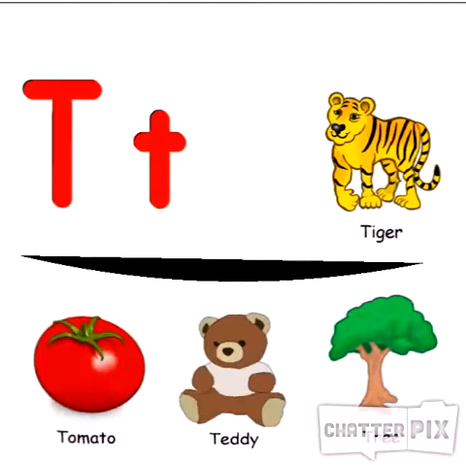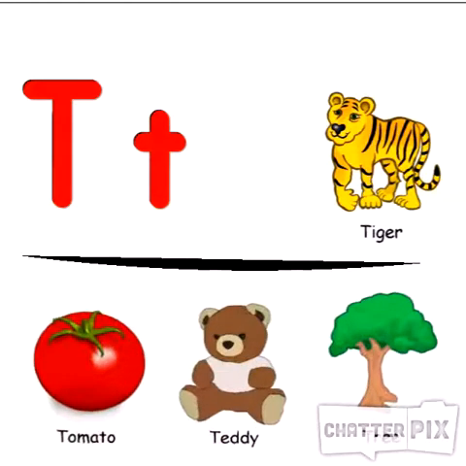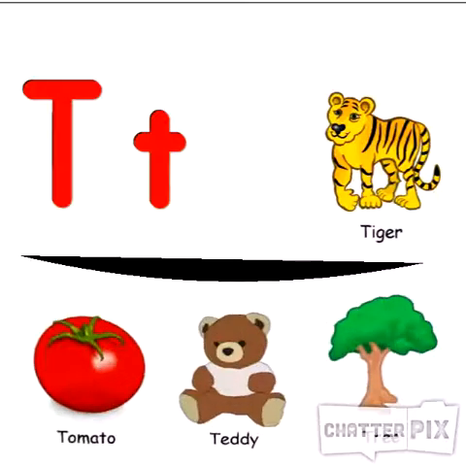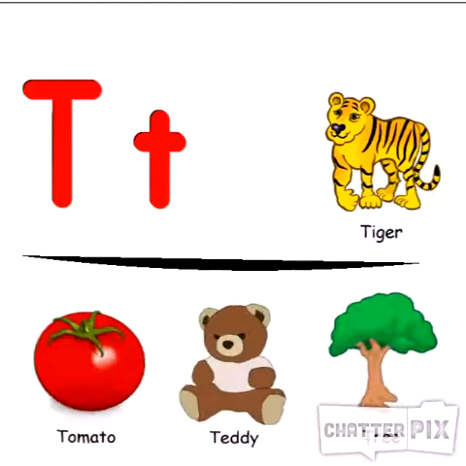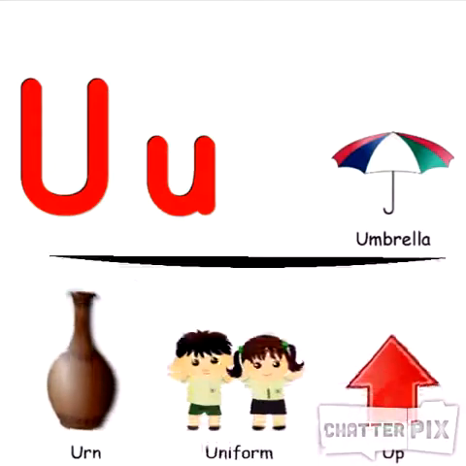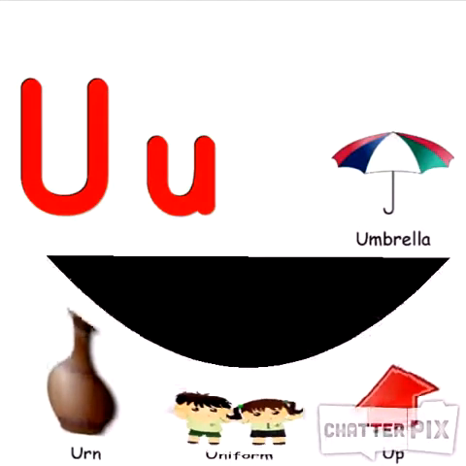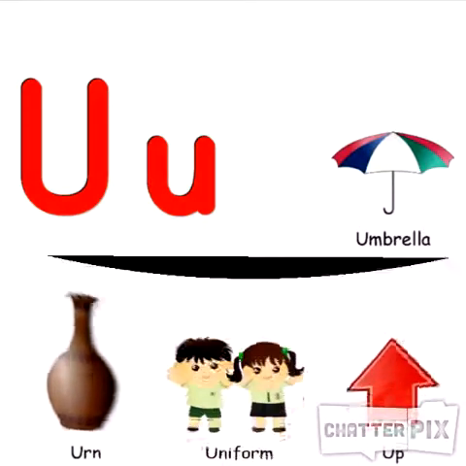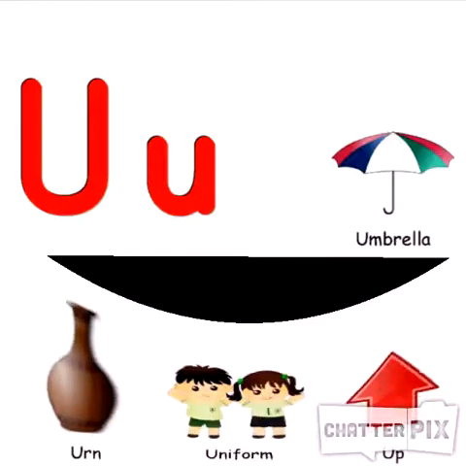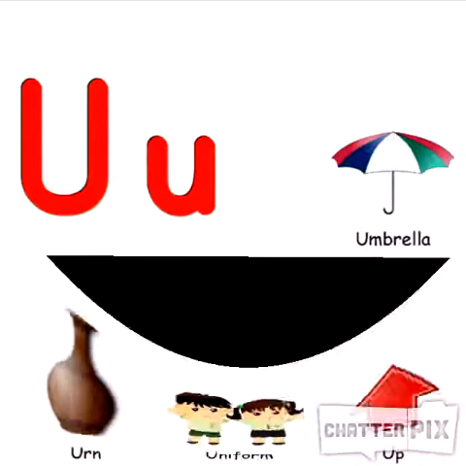T. Tiger, T. Tomato, T. Teddy, T. Tree, T. Now children, after letter T, next letter which comes up is letter U. And sound of U is A.